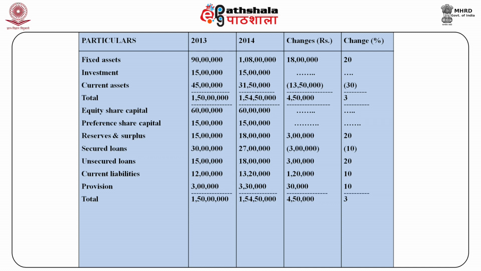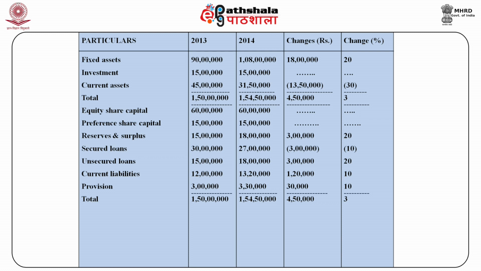Then we have equity share capital for the year 2013, namely 60 lakh and 60 lakh, that is no change for equity share capital. Then we have preference share capital for 2013, we have 15 lakh, and for 2014 we have 15 lakh. That is, there is no change in the share capital of equity as well as preference share capital. Then we have reserves and surpluses.